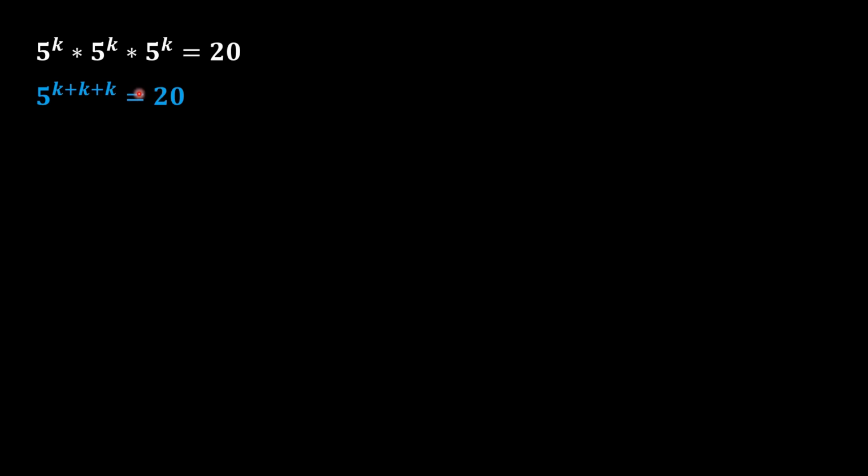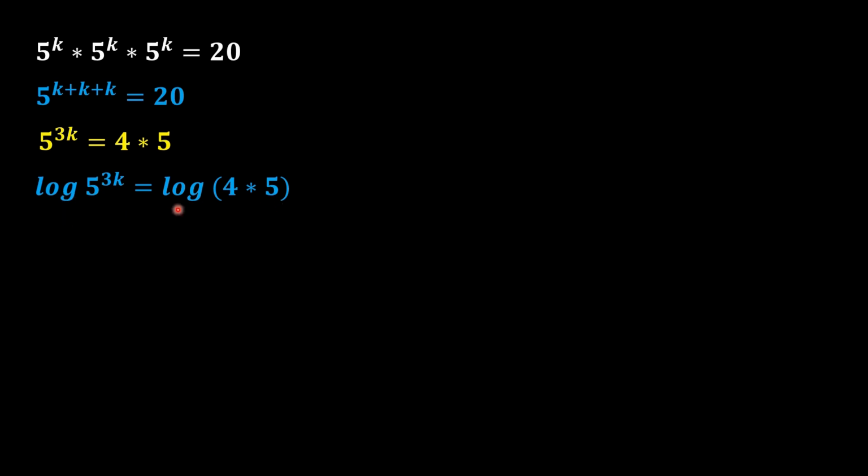Now in the next step, we should add up these 3k. As a result, we should get 5 to the power 3k, and this 20 can be broken into 4 times 5. Now in order to get the value of k, first we should apply the log on both sides of the equation. As a result, this expression can be written as log 5 to the power 3k is equal to log 4 times 5.